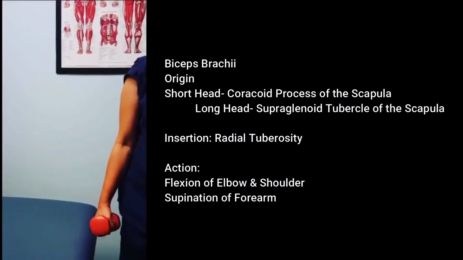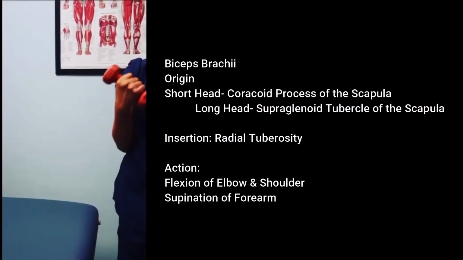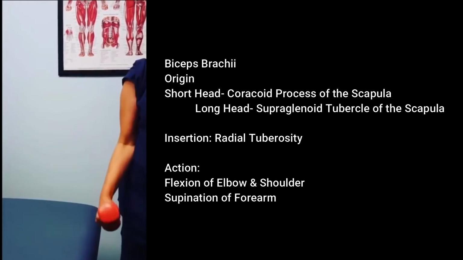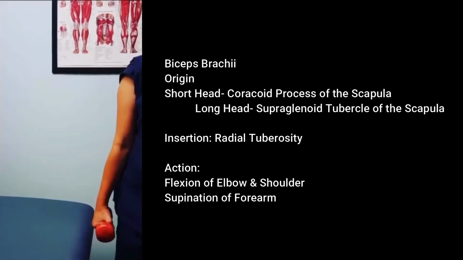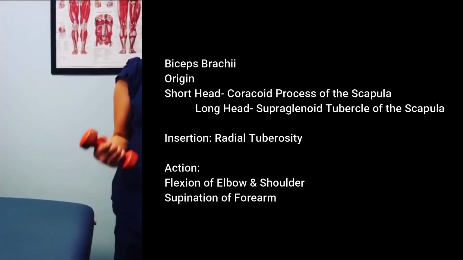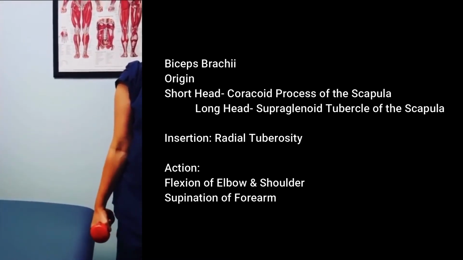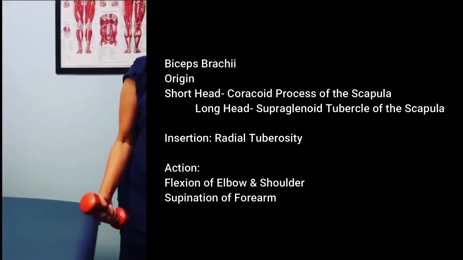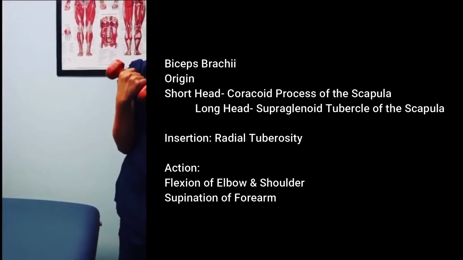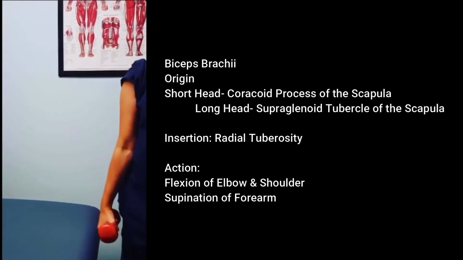So the next muscle would be biceps brachii. You know the flex muscle. The biceps brachii has two heads, the short head and the long head. Now this is the specific biceps brachii origin and insertion, and its action would be flexion of the elbow and shoulder and supination of the forearm, like you can see on the video. You know, this muscle is pretty famous. It's good for flexing, like literally.